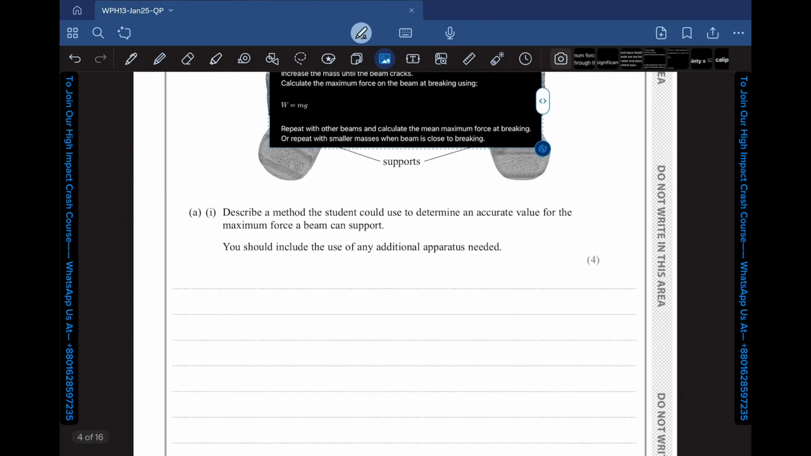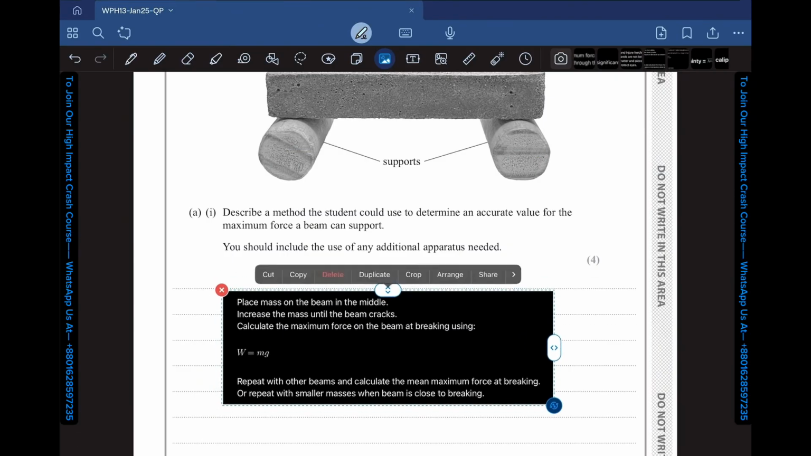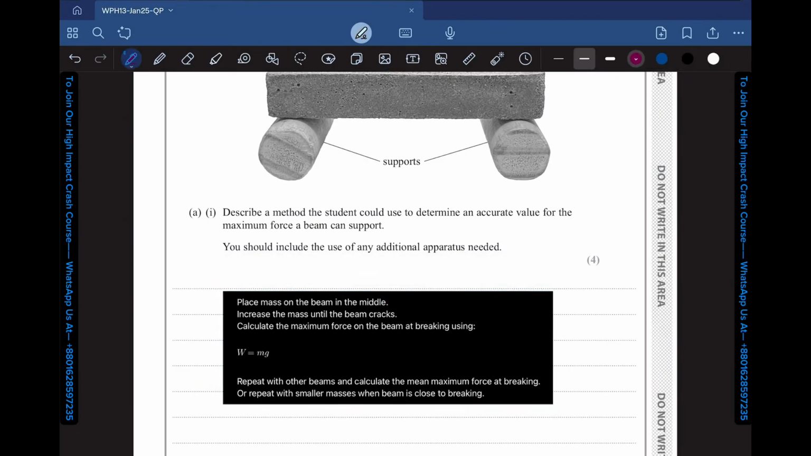Now our answer will be this one. So our answer is going to be that we will place the mass in the middle. Then we will increase the mass until the beam cracks. We will calculate the maximum force on the beam at breaking using W is equals to mg. And then we will repeat with other beams and we'll calculate the mean maximum force at breaking.